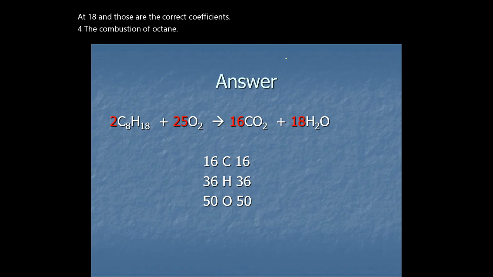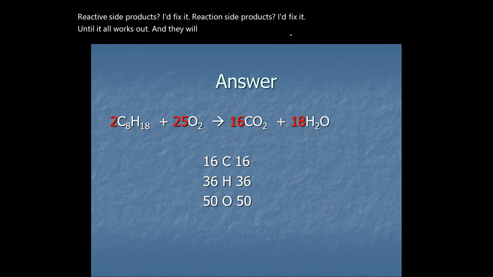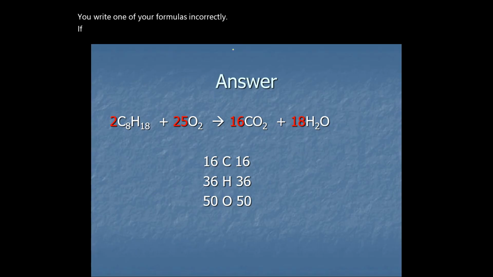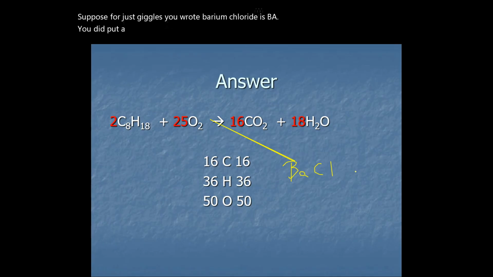So again, the process is going, count the atoms, reactant side, product side, fix it, reactant side, product side, fix it, until it all works out. And they will work out unless you write one of your formulas incorrectly. Suppose for just giggles you wrote barium chloride as BaCl, you didn't put a 2 there, it's likely that that balanced equation is not going to work.